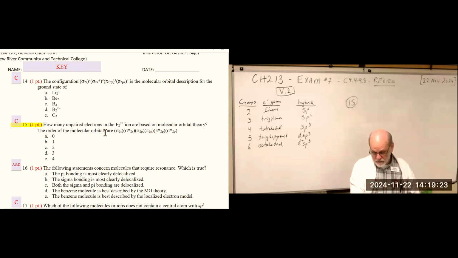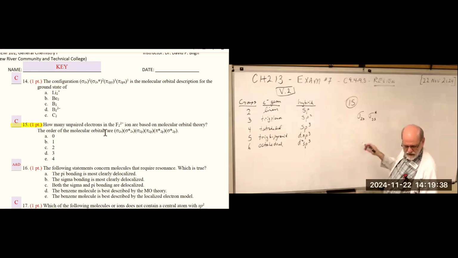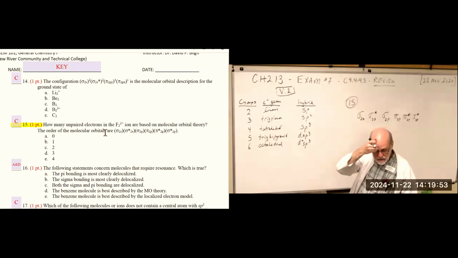Okay, and the problem gives you the molecular orbital structure. I probably should have left that thing up there. I think I'll draw it again. 2s, star 2s, sigma 2p, pi 2p, pi star 2p, and sigma star 2p. I think we're going to need all of them. Okay, so F2 2+ ion.